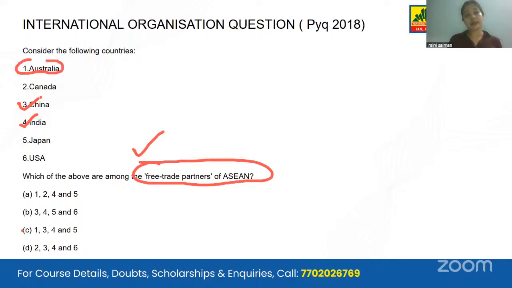Australia is there, my dear friends, and Japan is also there. So these are the countries who are the free trade partners of ASEAN, but not actually the members of ASEAN. They are the free trade partners. So this answer is 1, 3, 4, 5, and this is your answer.